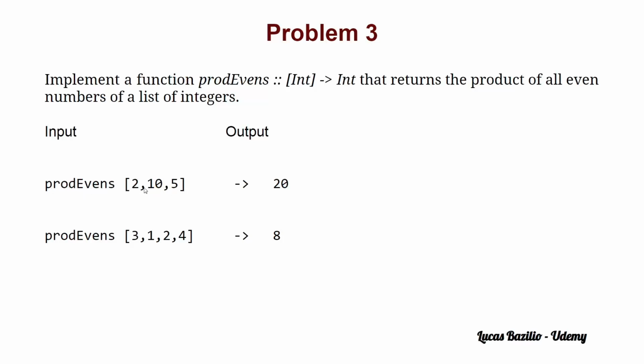So Haskell needs to check which of these numbers are even. First we need to filter the numbers that are even. In this sense, we only have 2 and 10. Now we multiply 2 and 10, and we have 20, right? Then here we apply the function prod_events to the list 3, 1, 2, 4. If we filter the elements that are even, only 2 and 4 are even. So now we only multiply those. We have 2 multiplied by 4 is 8, right? So we basically need to multiply those that are even.